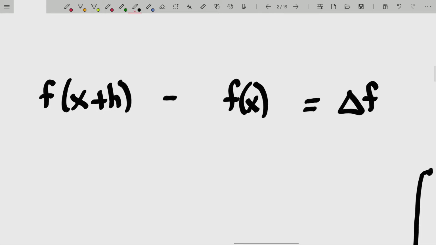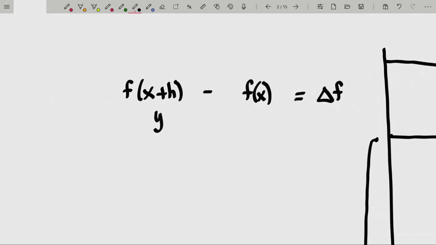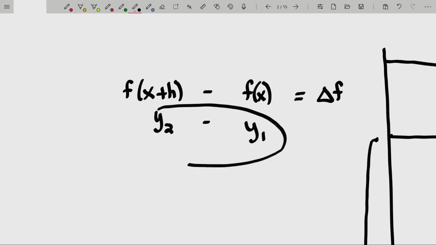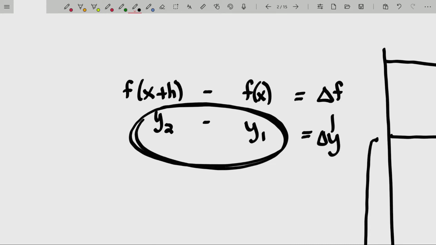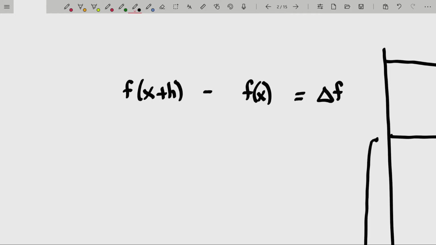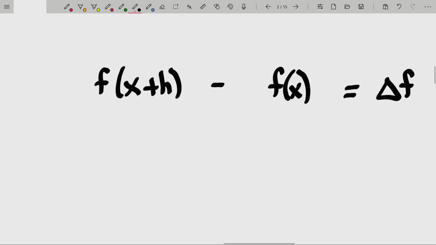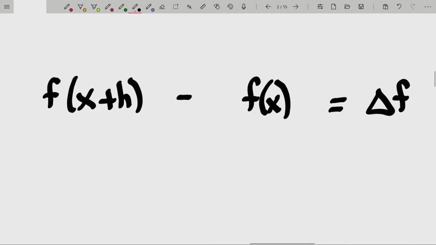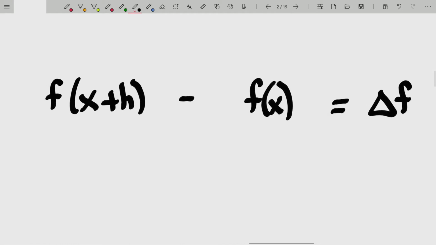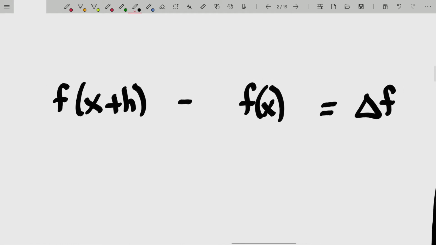minus f of x. Now, if you think about that, that's like a y2 minus a y1. That is totally a change in y values right there. So it is actually a change in y values. Remember, y is just the function. So this is why when I said I'm going to argue that this delta f is just this difference, it's easy to argue that because that is y2 minus y1, which is totally a difference or a change in f.